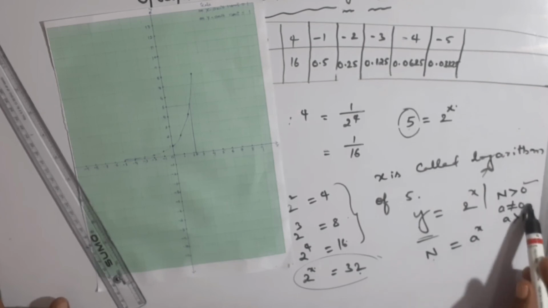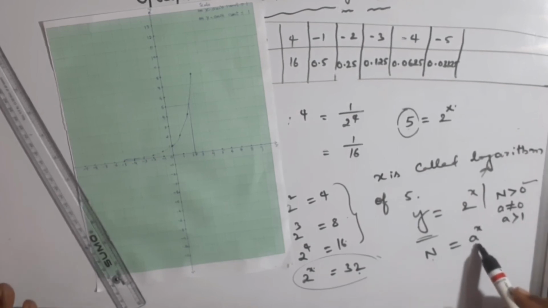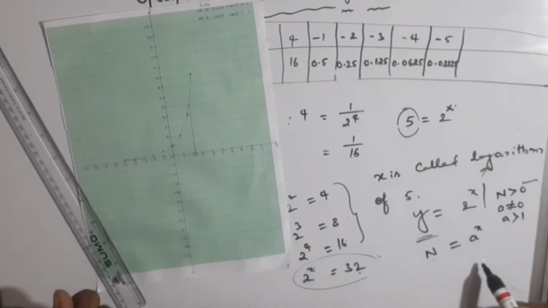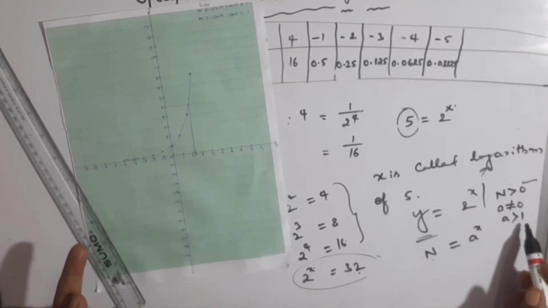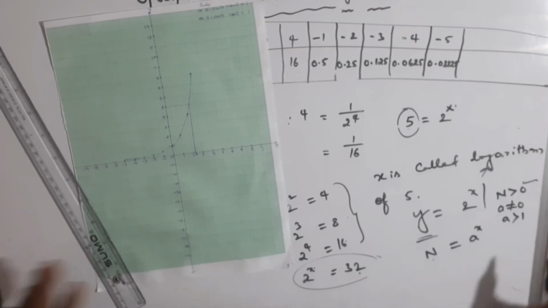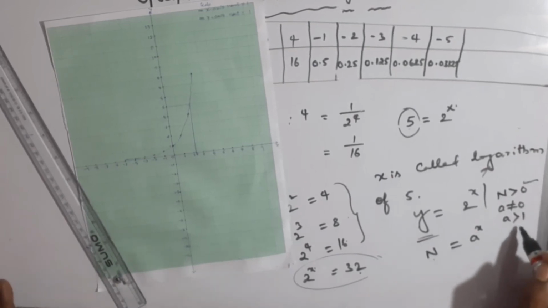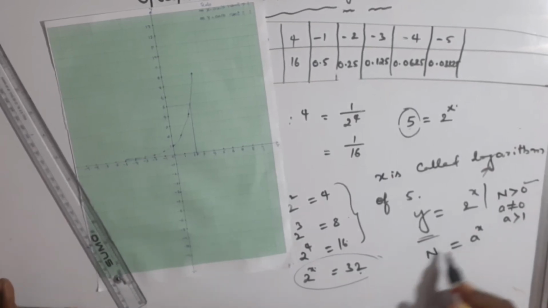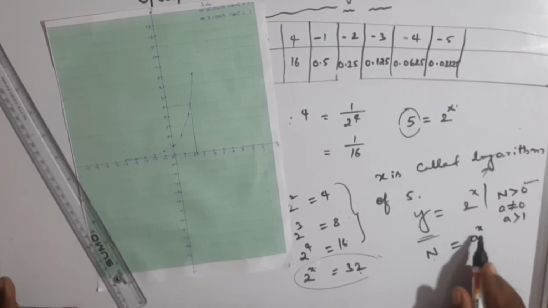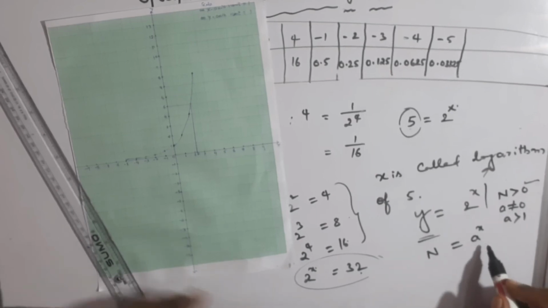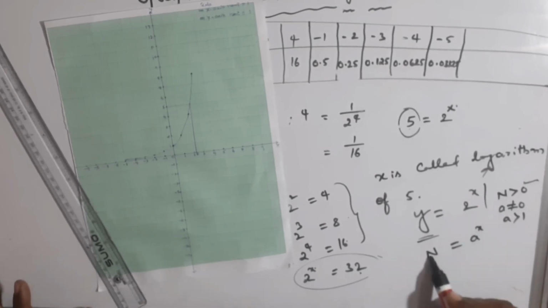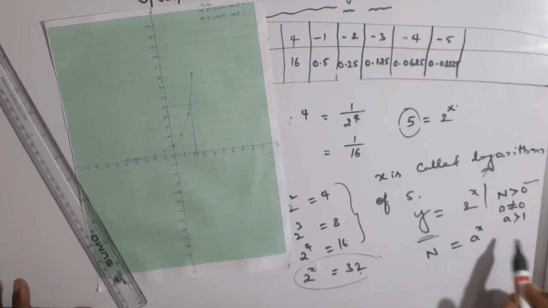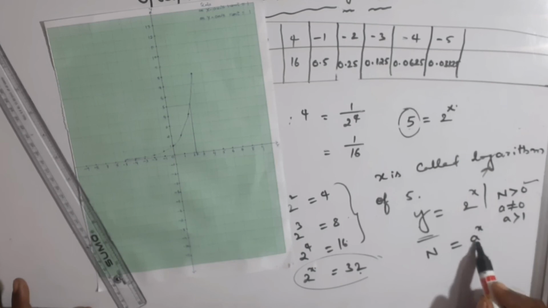A is not equal to 0 because 0 to the power of anything is not defined, and 1 to the power of anything is 1. So that doesn't give any meaning. That's why I am taking a should be greater than 1. So for what value of x does a become n, there is a logarithm here. Simple exponential, a to the power of x equals n in the exponential form, but in the form of logarithm I can explain for what value of x a becomes n.